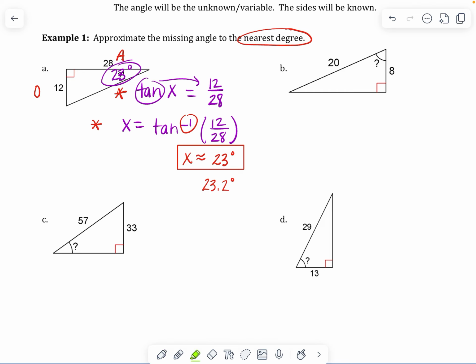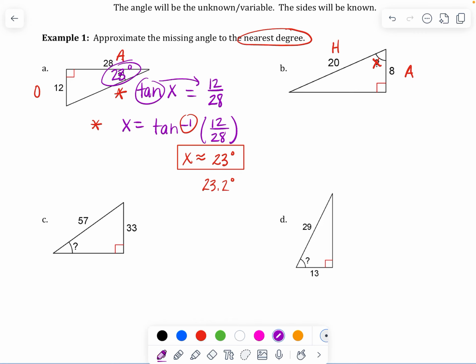So on your picture, first I always just convert my question marks to x's. So I'm just going to convert that to an x. Label what they've given you. They've given you the 20, which is opposite the right angle, so that's the hypotenuse. And they've given you the leg that is closer to the x, so that is the adjacent leg.